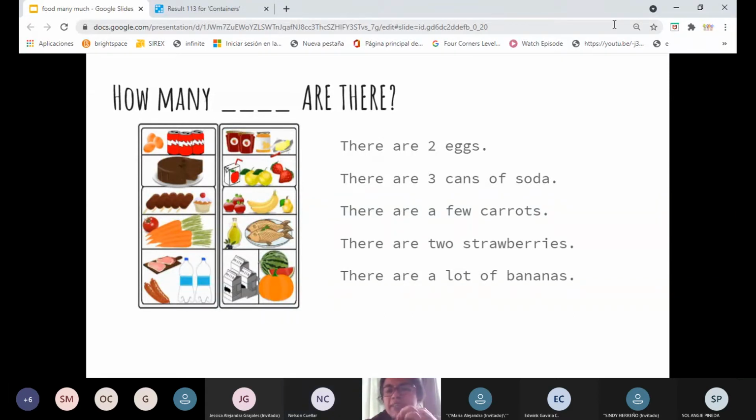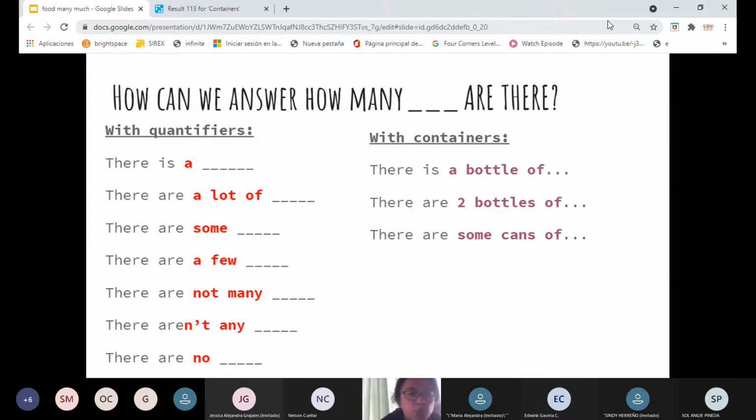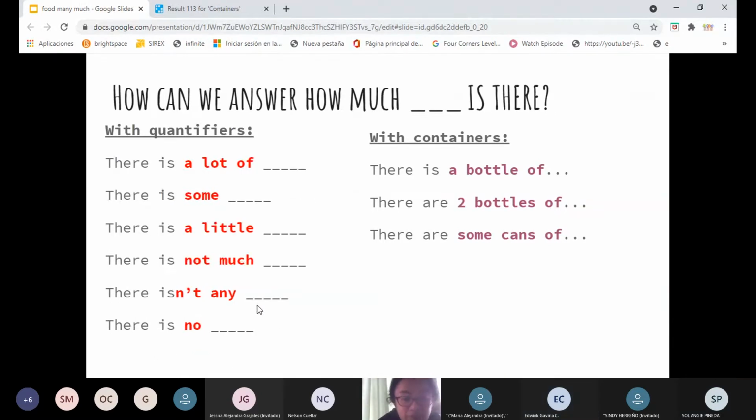Si no usáramos una cantidad específica, ¿qué podríamos utilizar para responderla? Yo puse específica, there are 2x. Pero si no usáramos una cantidad específica, what would we use, guys? There are some eggs. Yeah, there are some eggs. Or there are a few. There are not many eggs, all right?